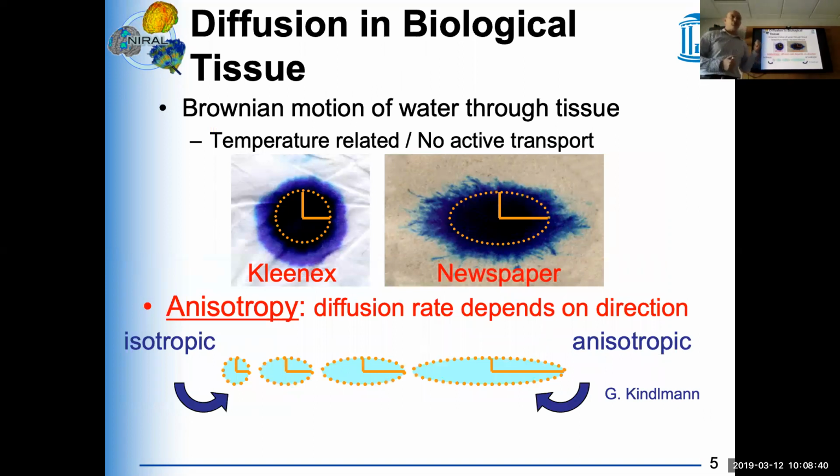It's not active transport, so it has nothing to do with the blood pumping or anything like that. It is Brownian motion of water. Those of you who think back to physics and chemistry may remember that Brownian motion is related to temperature. The higher the temperature, the higher the Brownian motion. If our body were at 0 Kelvin, we would not be able to do diffusion imaging because there would be no Brownian motion. Thankfully, our bodies have a different temperature.